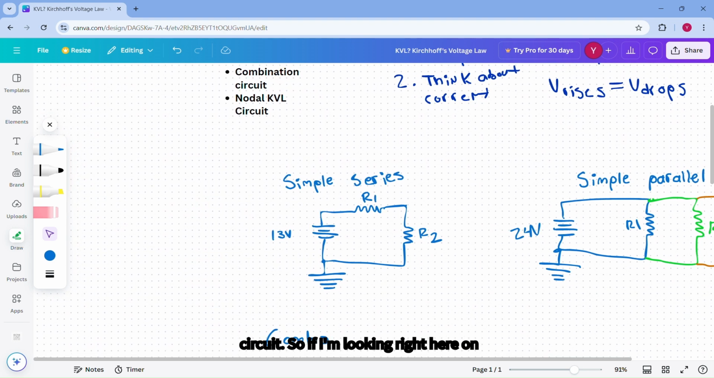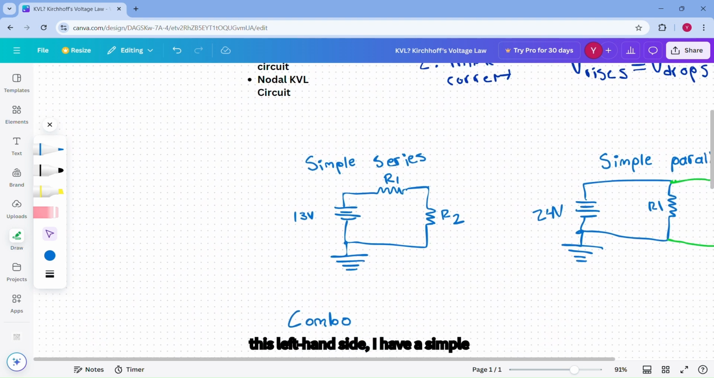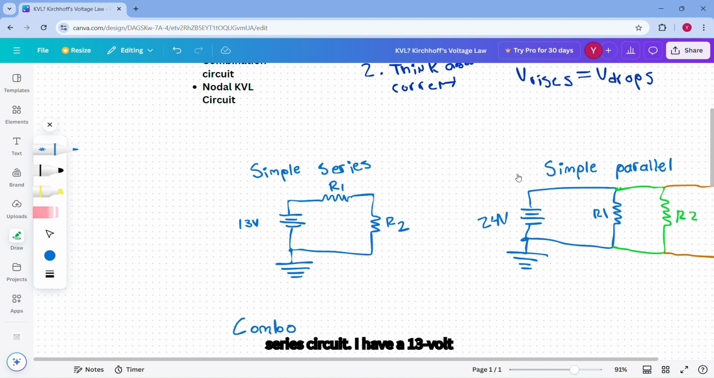So if I'm looking right here on this left-hand side, I have a simple series circuit. I have a 13-volt battery in series with R1, in series with R2, and then I have my ground symbol at the bottom right here. Okay, so this is a simple circuit. We're familiar with it, okay?